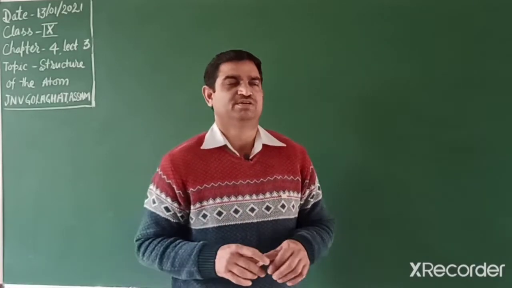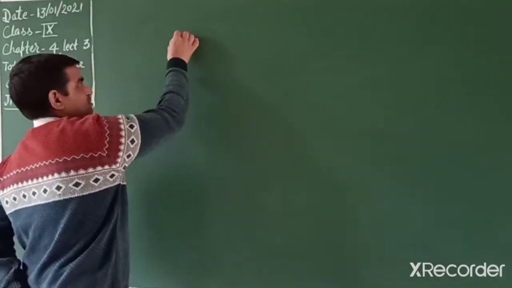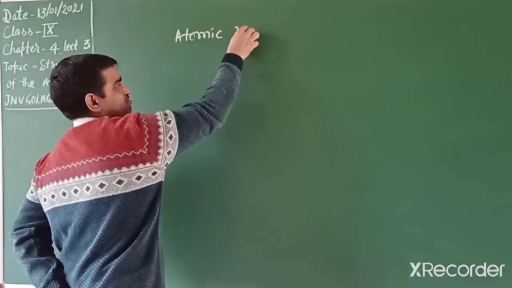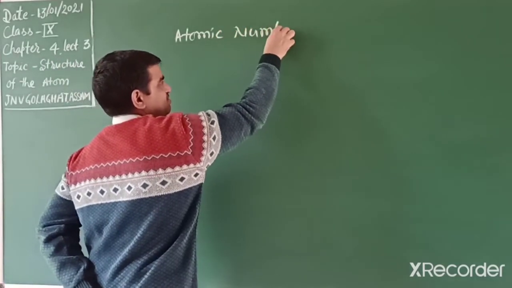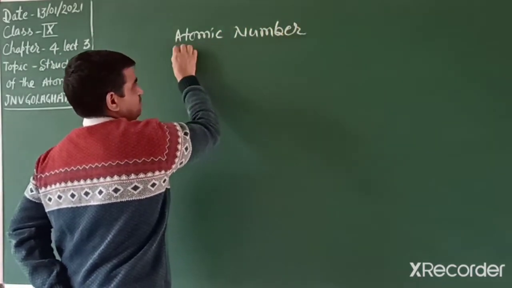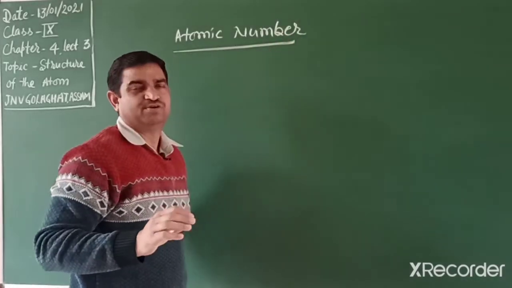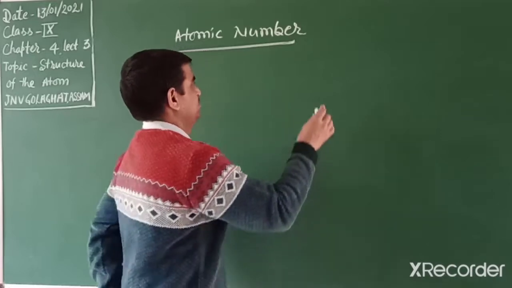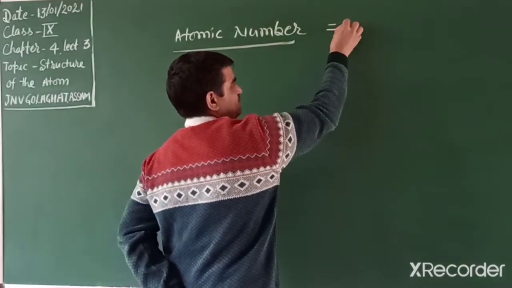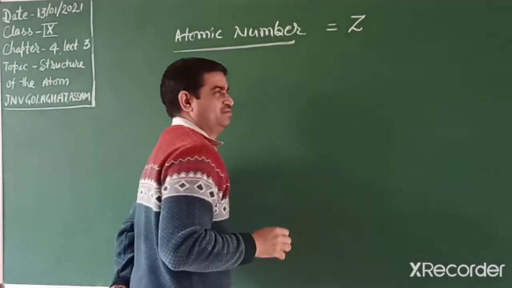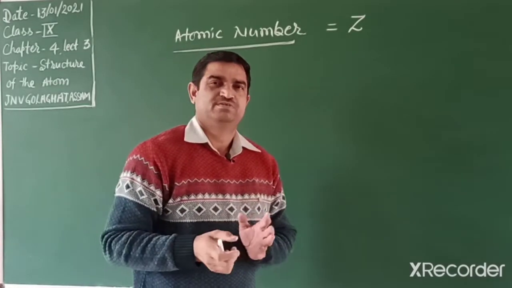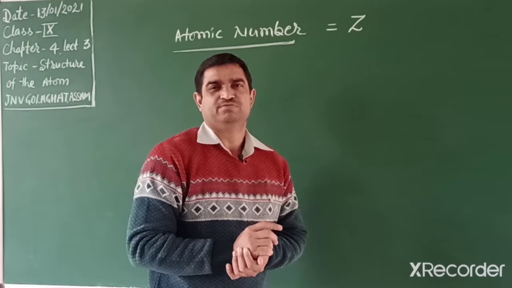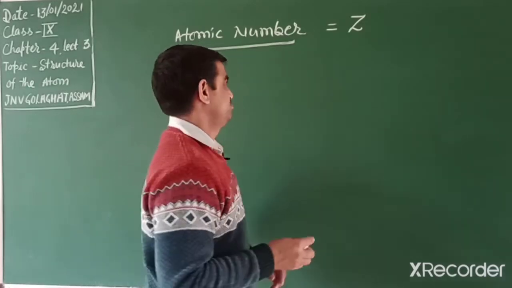Now, what is atomic number? Atomic number means the number of protons present in that element, and it is represented by Z. In any element, the number of protons and electrons are equal because the atom is neutral.